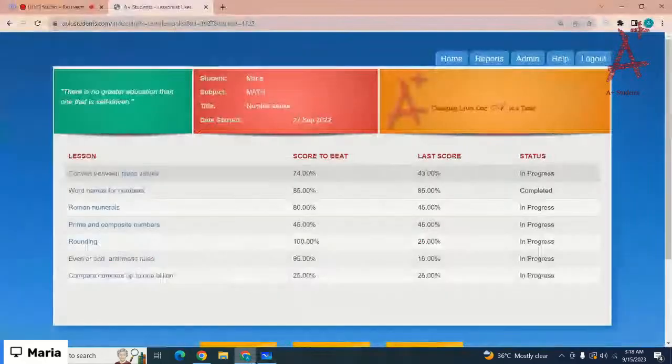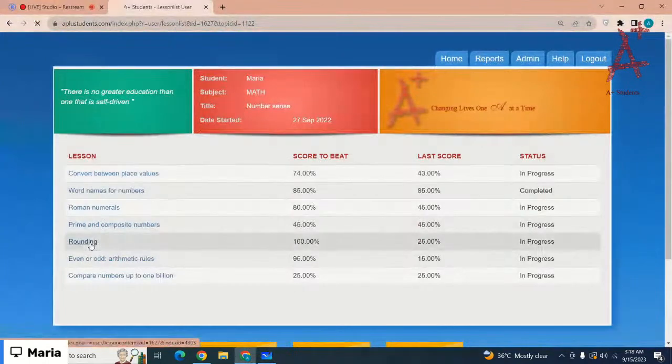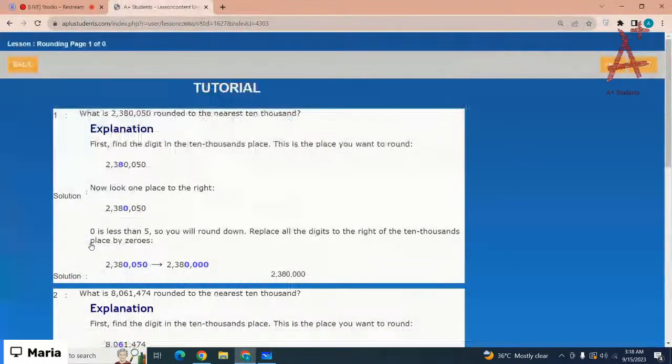Let's start with the practice questions. Here we have the rounding. Let's start with the example. Round the number to the nearest 10,000, right? You are given the number. You have to round this number to the nearest 10,000.